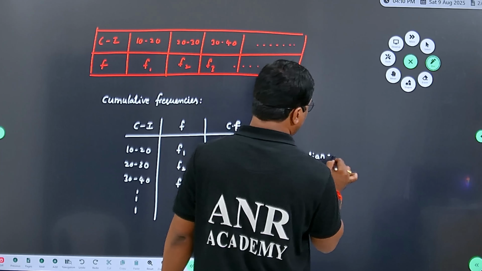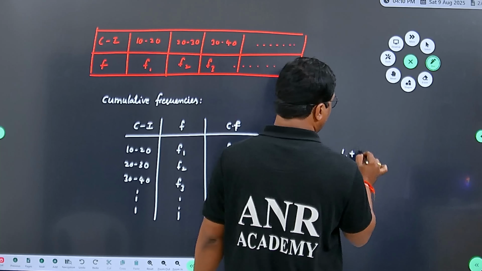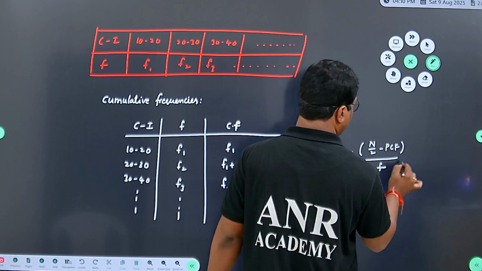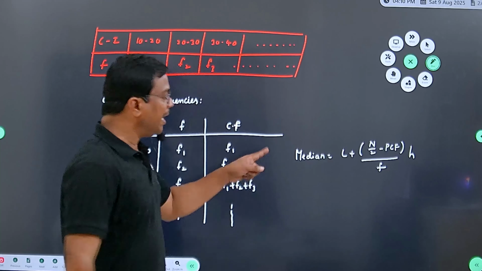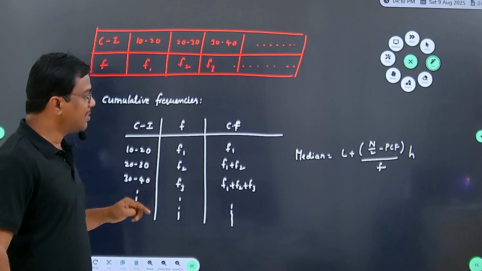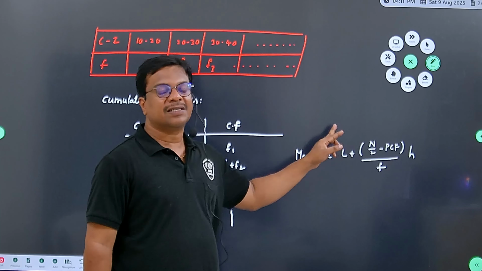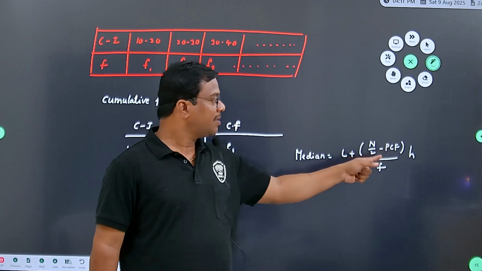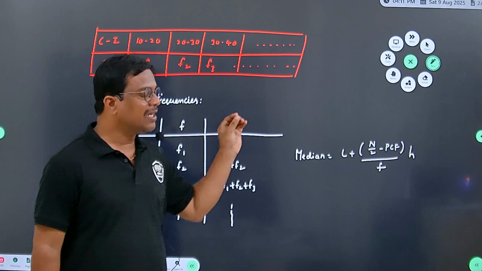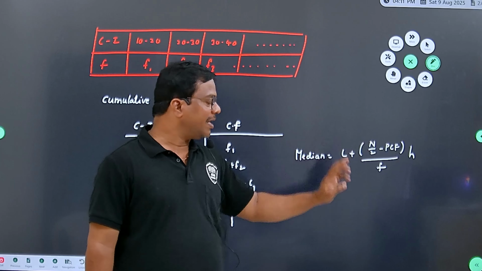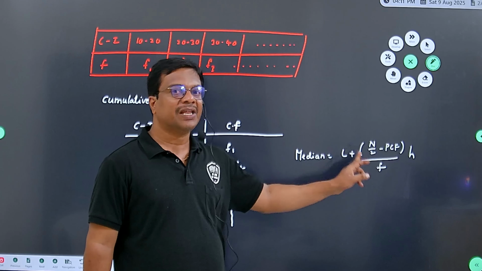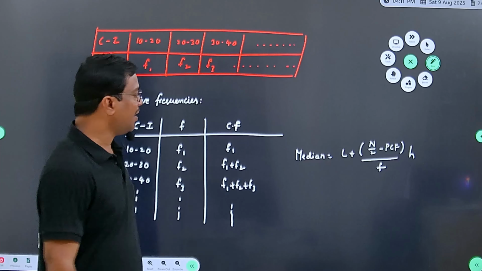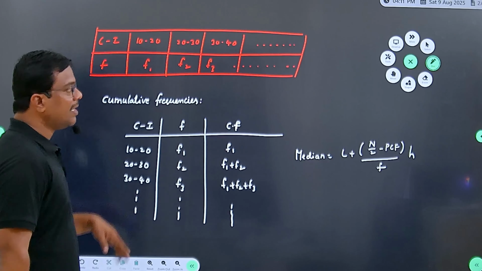median is calculated by the formula L plus (n by 2 minus PCF) divided by small f into h, where L is lower limit of median class and capital N is sum of frequencies, PCF, that is preceding cumulative frequency of median class, and small f is frequency of median class, h is width of the class interval. First we have to decide median class.